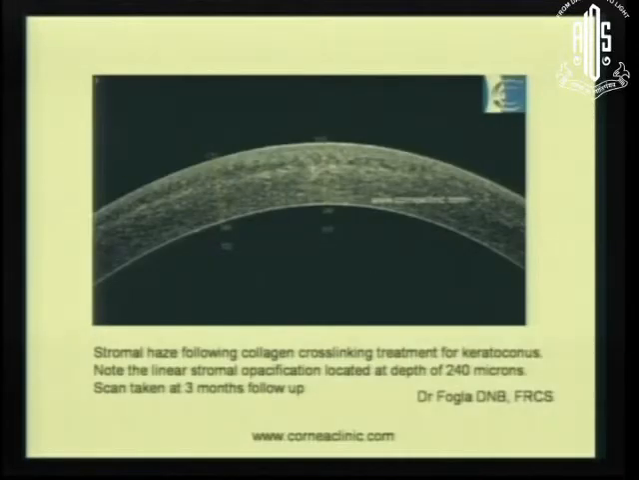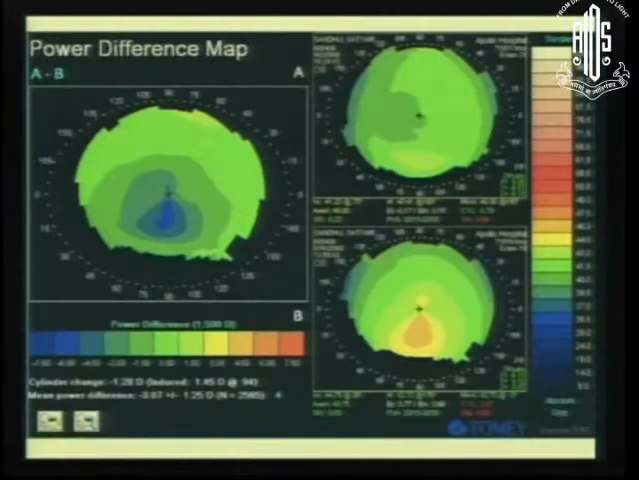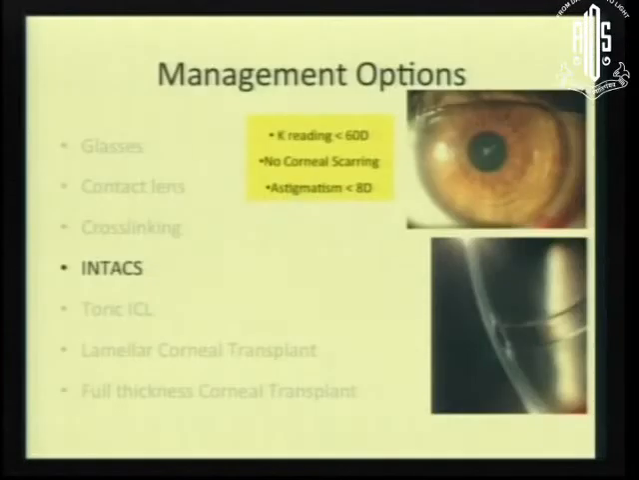And on OCT you can see the same haze that develops at a depth of 200 to 250 microns, and that's kind of an evidence that cross-linking has taken place. And if you do a topography, you will find that in certain cases there is some amount of flattening that's achieved after the cross-linking procedure.